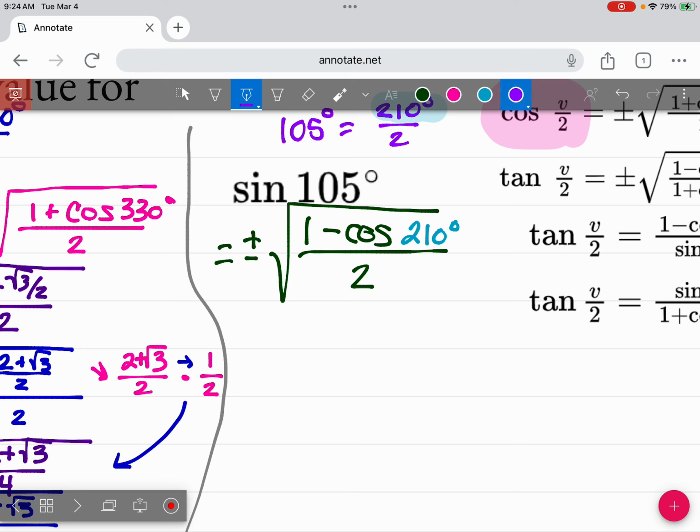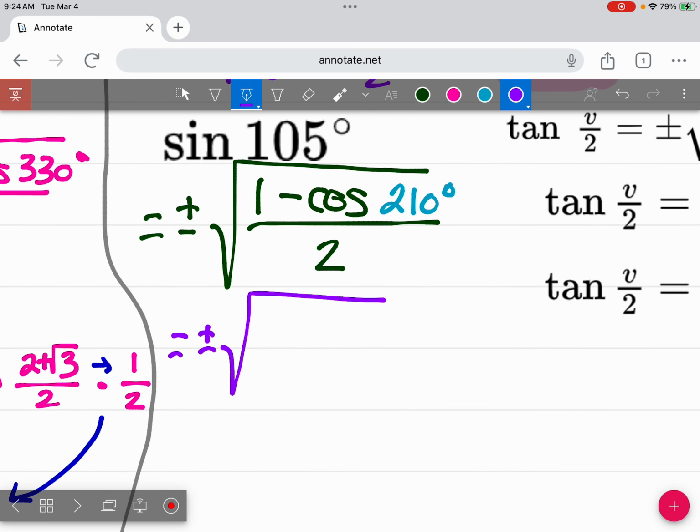What is cosine of 210? Ooh, I have heard many choices. Looking for the cosine. It's root 3 over 2, and it's negative. Agreed. So this is our 1 minus negative root 3 over 2, all over 2.